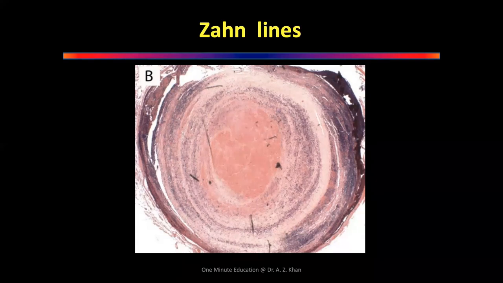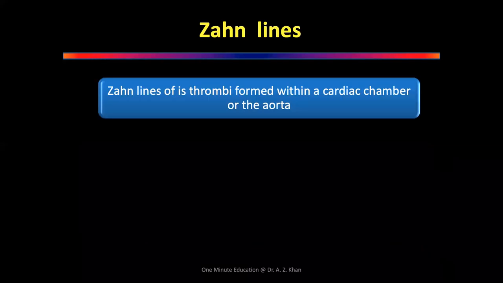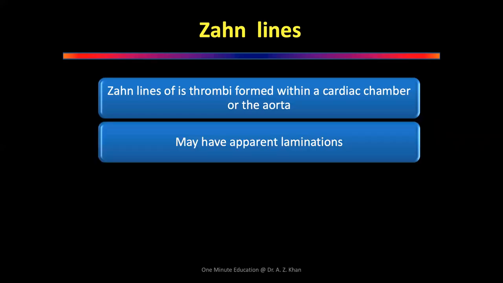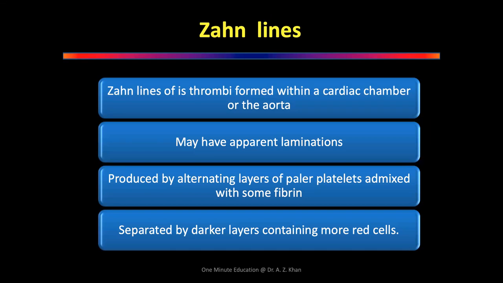Okay, these are Zahn's lines. I'll tell you about Zahn's lines. Zahn's lines are thrombi formed within a cardiac chamber or the aorta. They may have apparent laminations. Okay, laminations is the key thing. There are multiple layers, and these are formed because of proteins and platelets that get trapped with the fibrin. So there's an alternating layer of platelets admixed with some fibrin. So fibrin and platelets are what form Zahn's lines, okay? And it is separated by darker layers containing more red cells. So there is a peripheral to darker layer, okay? I'll just bring it back up.